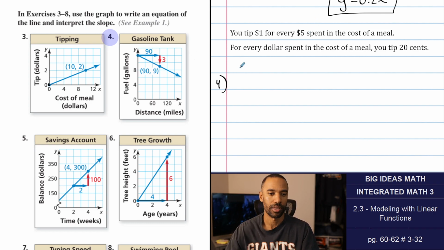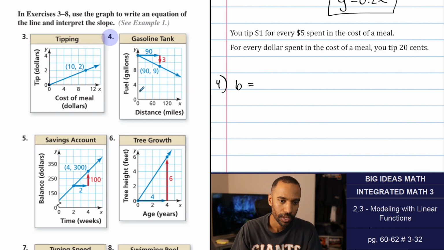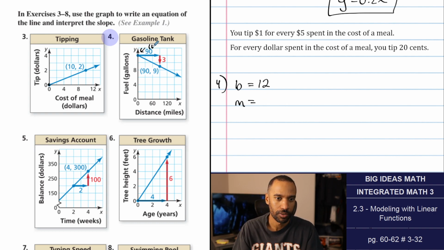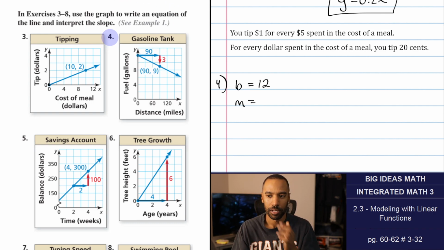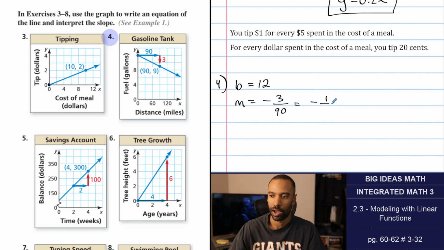First of all, let's attack the y-intercept. The y-intercept appears to be 2, 4, 6, 8, 10, 12. So our b value is 12. And the slope is the change in y over change in x. Now the original point that we have there is 0, 12. Oh, you know what? I take it back. They show you a slope right there. They show you a run of 90 and a fall of 3. Now that fall means negative. We're going down 3 every time we go over 90, which is negative 1/30th.